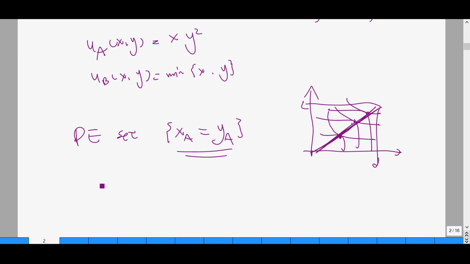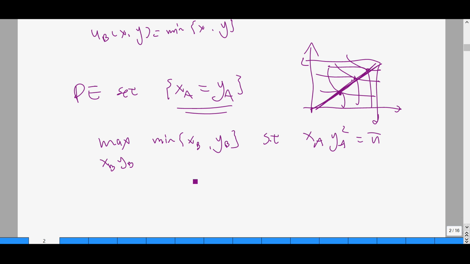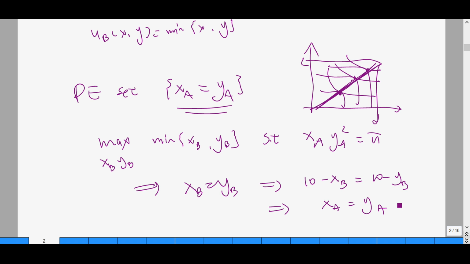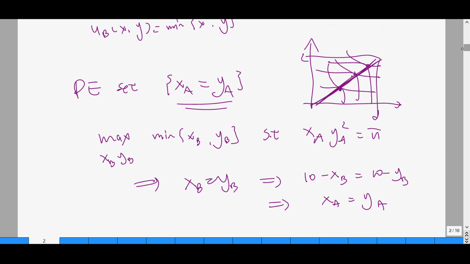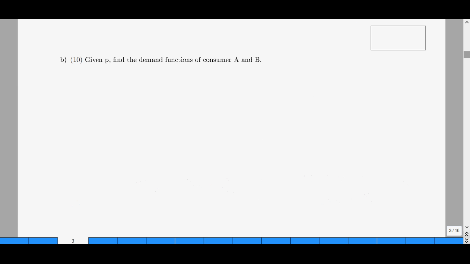On the exam, I still want you to write down that max thing, so I'll write it down here. I want to maximize this thing, maximize the other one. It's actually easier. So maximize x_B, y_B by choosing x_B, y_B such that we fix this number at some u bar. That's all you need to write down, and you can directly write down the solution as x_B equal to y_B, which implies 10 minus x_B is equal to 10 minus y_B, which implies x_A is equal to y_A. So that's all you need to write down, and done. If you just write the diagram, I'll accept that too. No, wait a minute, I still want this line, so I always want you to show me what you are doing. So to the next one, find the demand.